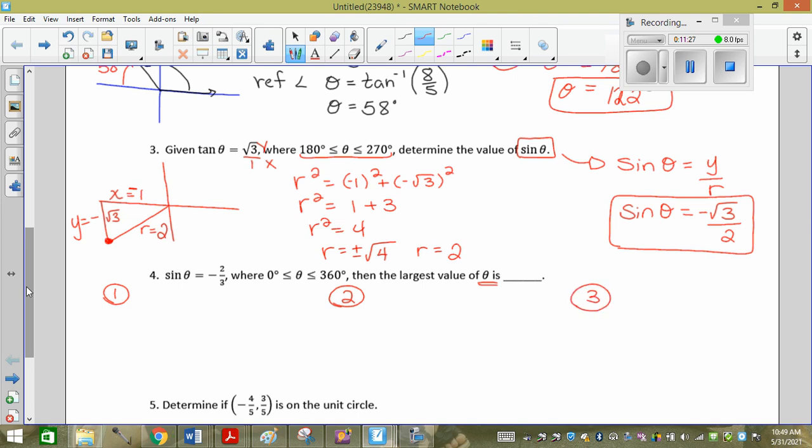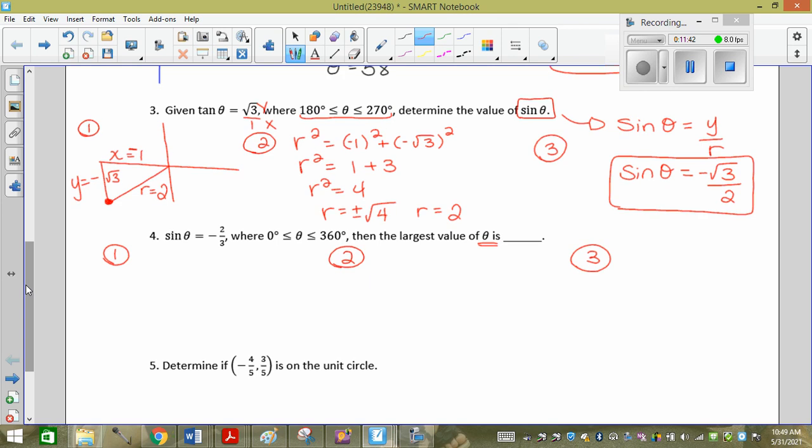So these all have 3 steps. This one's draw, but reference triangle. 2, find third side. 3, give answer. So they both have 3 steps, but totally different steps. Okay? So this one we're going to draw. How do we draw this?